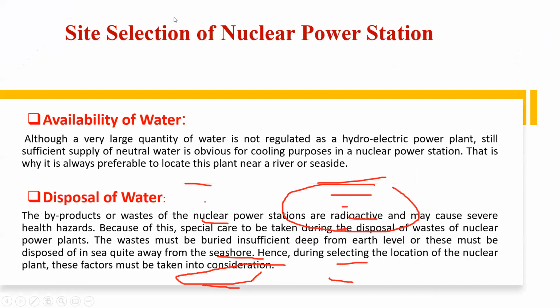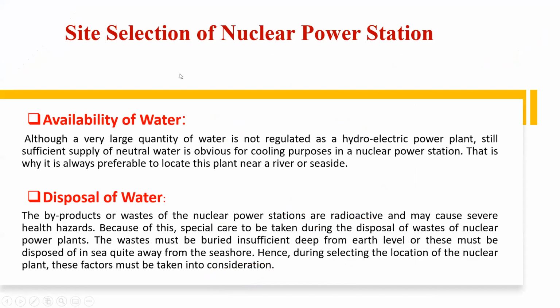How do we do site selection for a nuclear power plant? How can I select a site for nuclear power? According to the selection of a nuclear power plant site, the first point is the availability of water.